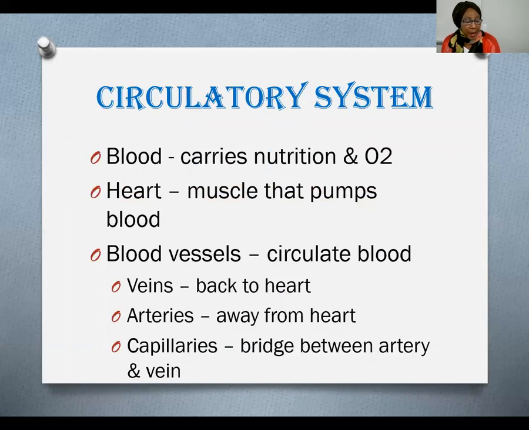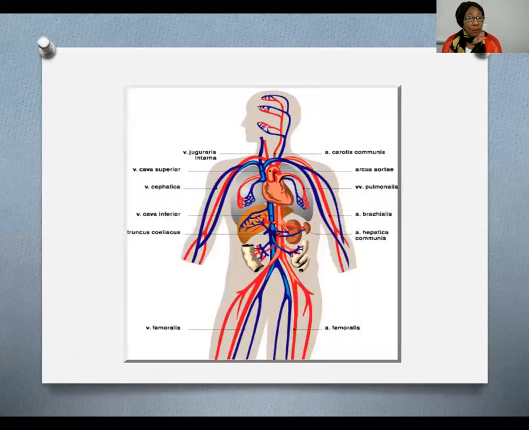So we will look at various systems of the body. We'll look at the circulatory system. This is just your blood carrying nutrients and oxygen, the heart muscle that pumps, and the blood vessels, the circulation: you have the veins, arteries, and capillaries. We are not going to go into such details about that, but you are still expected to know what those are. This is just an image showing how your circulatory system goes. Those of you who will go further into nursing will learn all of that in detail.